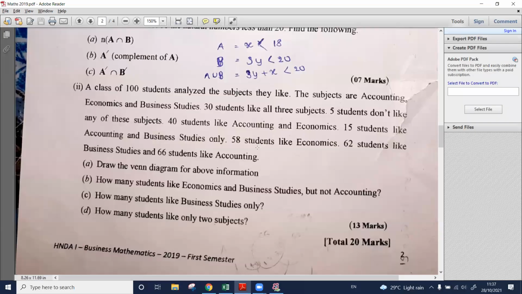In other terms, how can we express this? Students who like economics and business studies only.